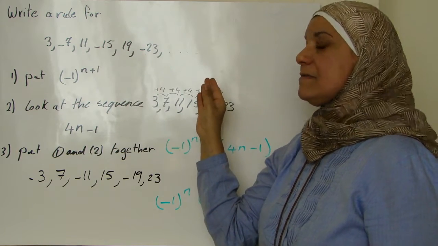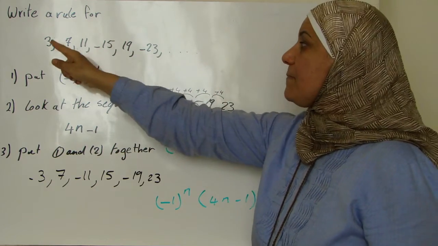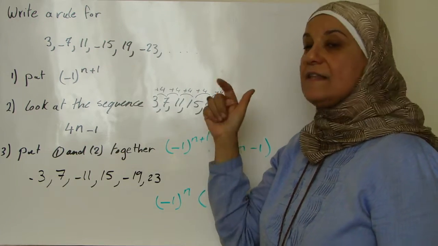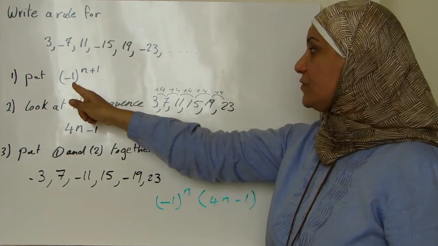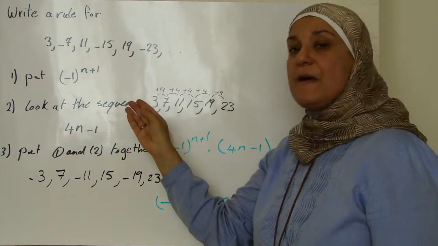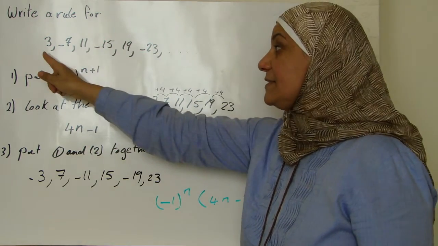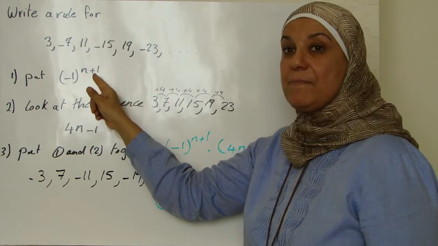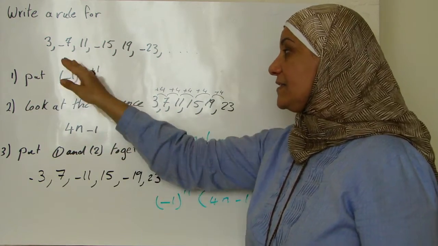What do I see here? I see a different pattern that goes plus, minus, plus, minus, plus, minus. So what do I get? I get first that I'm going to have to use the negative 1 to the power. Which power am I going to have? As long as it starts with a positive, I'm going to have my exponent as n plus 1, not only n. That's the first part.